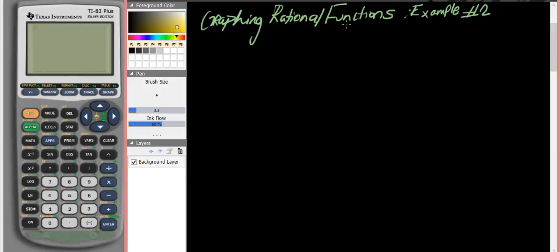Okay, so welcome back. This is example number 2 of graphing rational functions. Let's start off with this function here. f of x is equal to x cubed plus 1 over x squared minus 1.